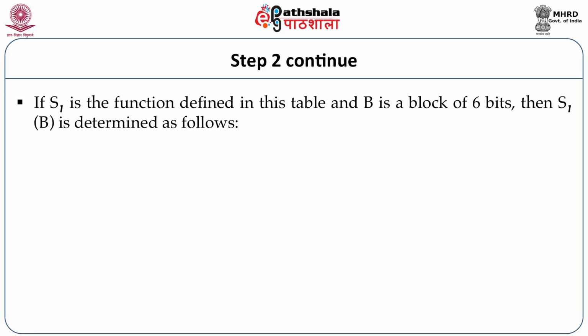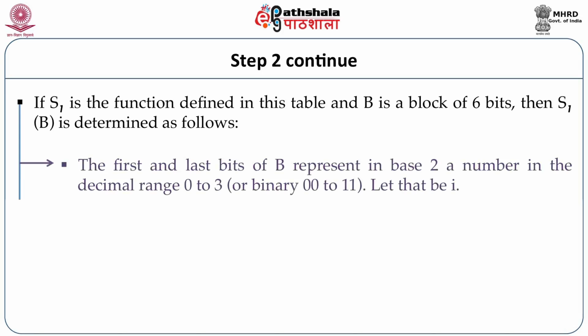How would it be done? We are given 6 bits. Take the first and last bit, which represents a decimal number in the range of 0 to 3. If the first bit is 0 and the last bit is 0, it represents 0. If the first bit is 1 and the last bit is 1, it represents 3.